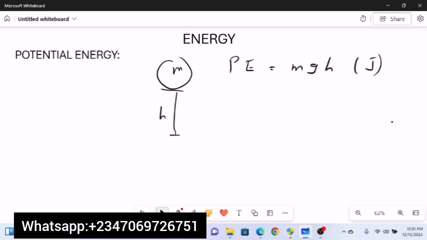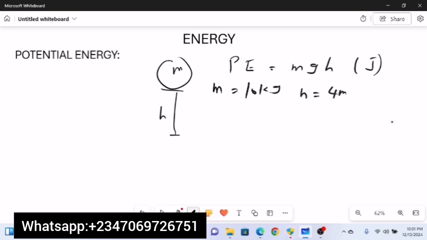Alright, now let's say that this object has a mass of 10 kg, and let's say this object is at a height of 4 meters. Now, what becomes the potential energy?